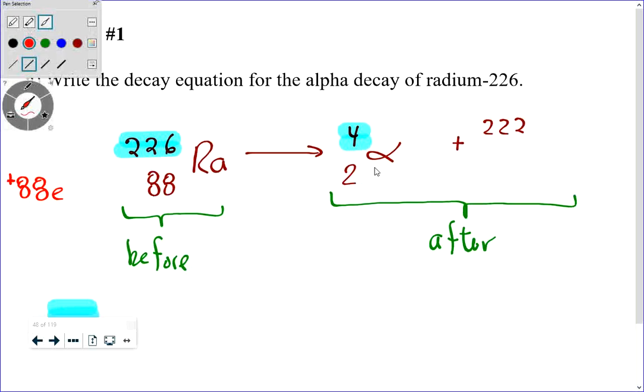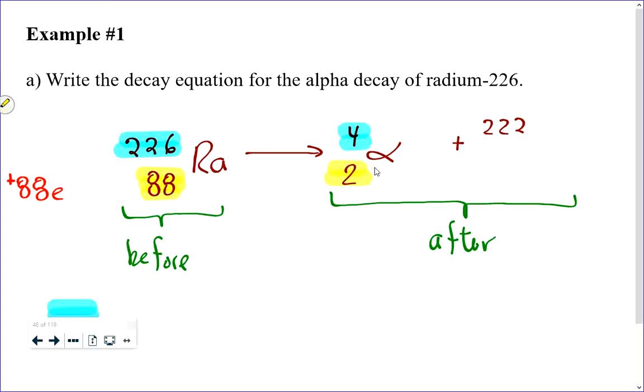I would prefer for you to think of this bottom number not as protons, but as charge. That will be helpful later. So if we have a total of 88 positive charges before and after, we only have 2 positive charges in the alpha particle. Ian, how many positive charges do we need more beyond that 2?